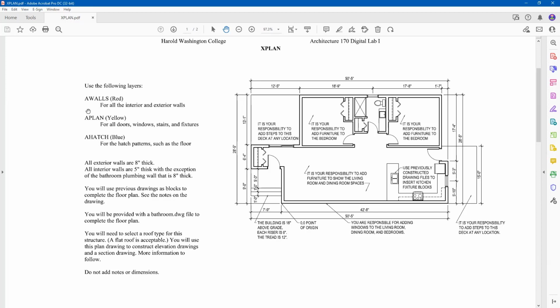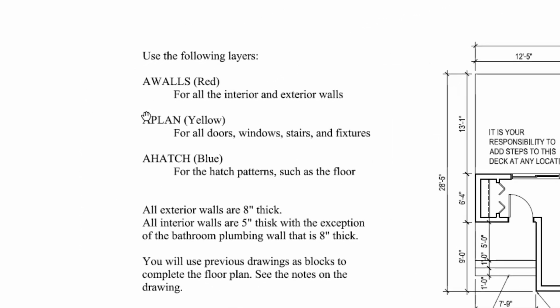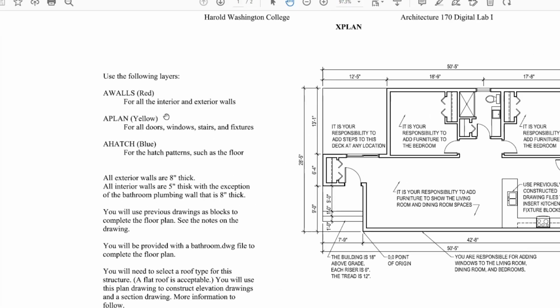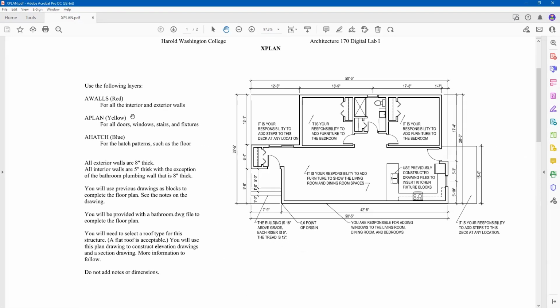We're going to be using 3 layers at the very least. We may add some more later, but for now, these are the 3 that I'm aware of. We are not going to get to the hatch layer until much later. We're going to begin with the A walls layer and then the A plan layer. This A walls layer is going to be red and A plan will be yellow. And the reason for that is we will apply a specific line weight to each one of those colors.